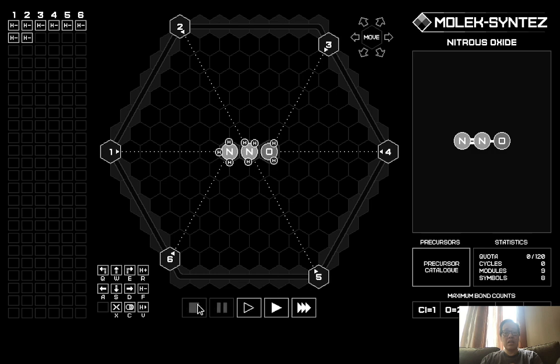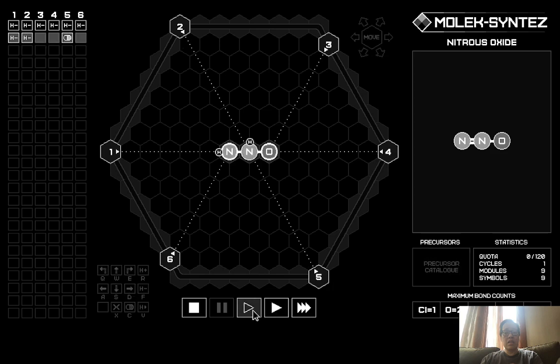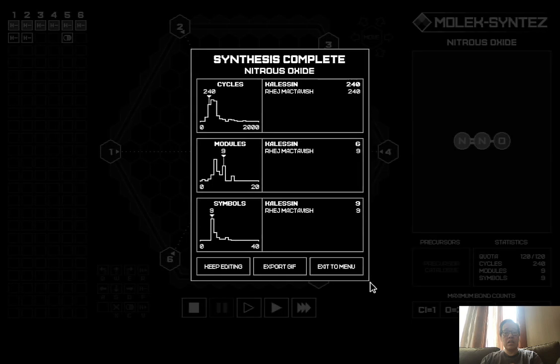That means on the second line, I can use any of these dudes to deliver the molecule. So let's just try five. What the heck? So one, two, delivered. Okay, let's go. All right, so 240 is not bad. You can see it's below the first peak here in cycles.